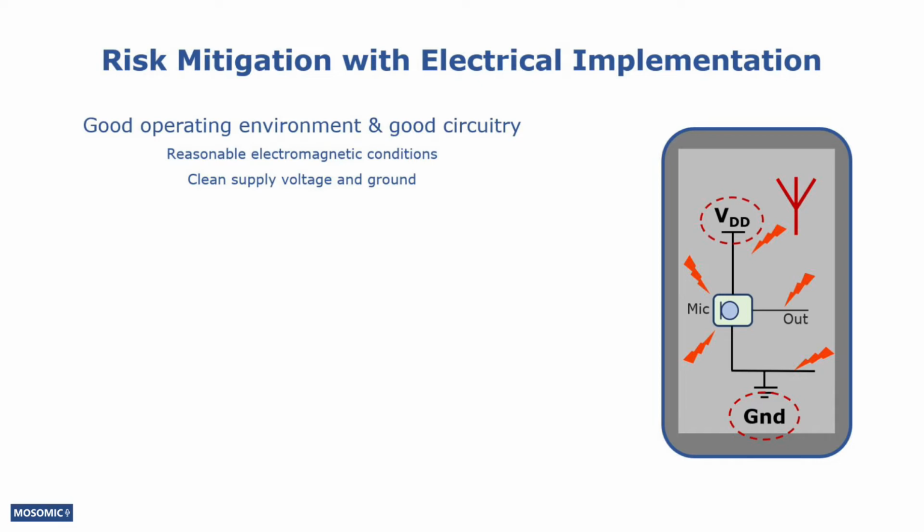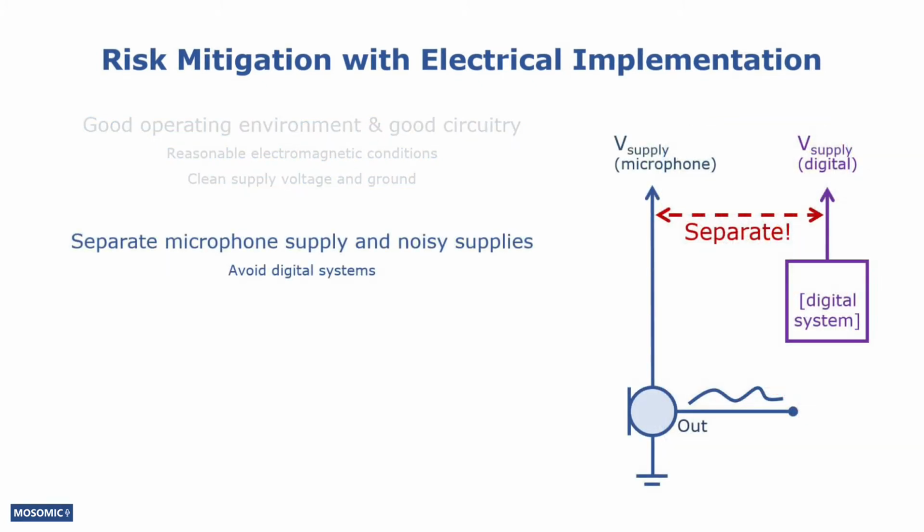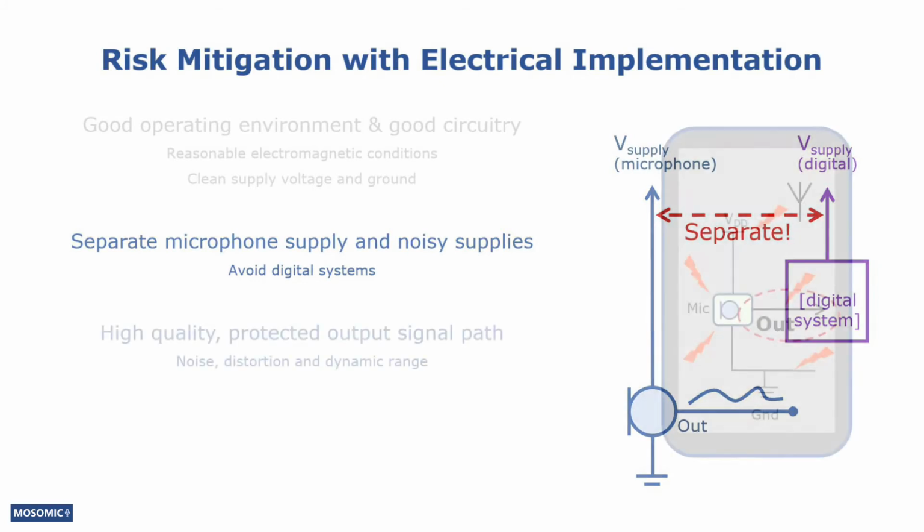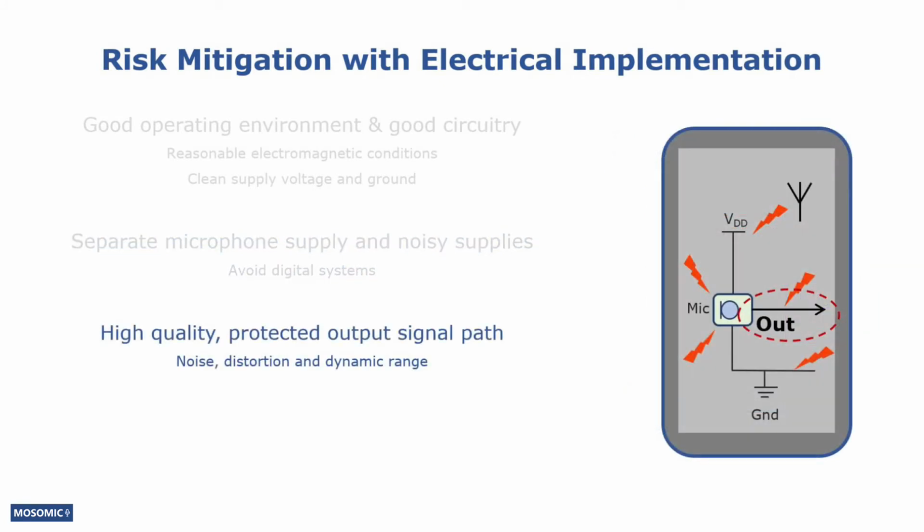Clean supply voltage and ground can be achieved with, for example, physical separation from disturbance sources and with disturbance filtering. Separate microphone supply voltage from the supply voltages of noisier systems, such as the supply voltages of digital systems. Also, device charging systems and accessories, such as headsets, should be separated from the microphones to prevent disturbance coupling from them. The signal path for the output of the microphone must be designed to preserve the quality of the signal.